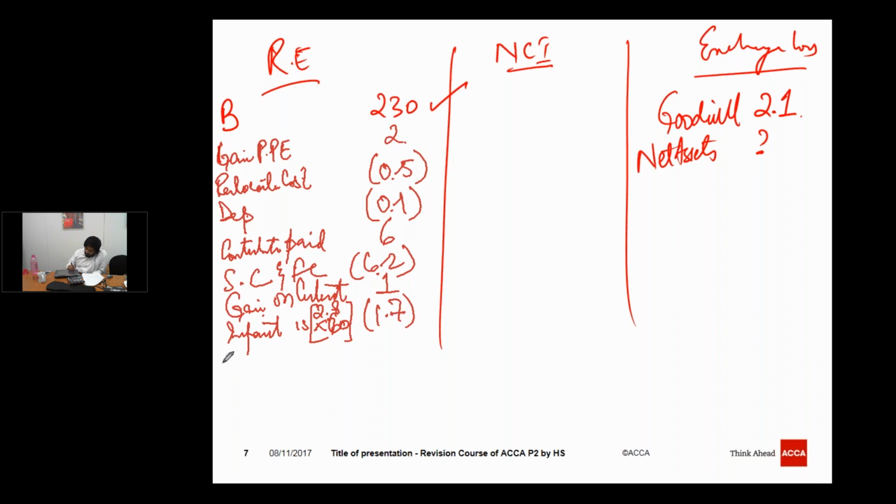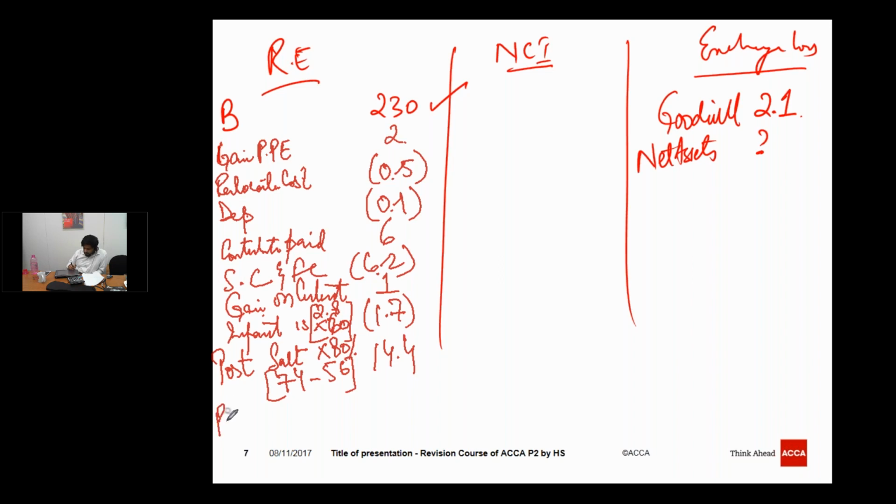Then we have to take the post-acquisition profits of Salt company, in which our share is 80%. The post-acquisition profit is retained earnings at the closing, 74, minus at acquisition, 56. So 74 minus 56 into 0.8 will be 14.4.